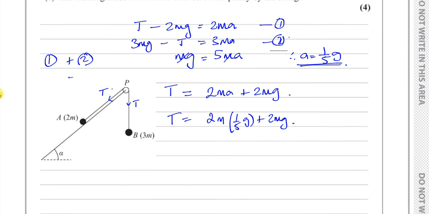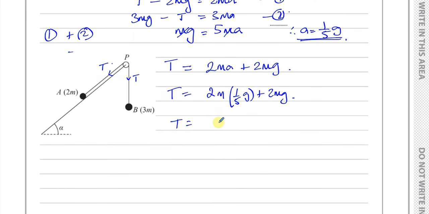Well, that gives us 2/5 mg plus 2 mg, which you can then say is 2/5 plus 10 over 2. Sorry, 10 over 5, not 10 over 2. 10 over 5 plus 2 over 5 is 12 over 5. So that's 12 over 5 mg. That's the tension. But we have to find the resultant of those tensions.